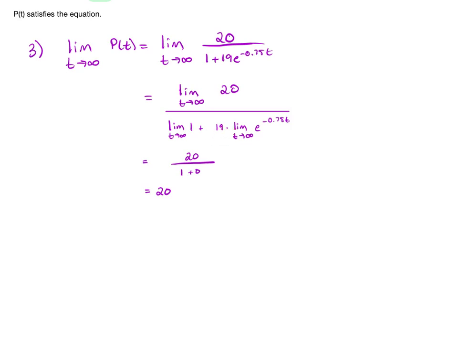So what I've done is I've applied this limit to the numerator and the denominator, and then within the denominator I applied it to the separate terms, and I also brought the constant multiple out in front right here. Now what we notice is that as t goes to infinity, e to the negative infinity is basically going to be 1 over infinity, which is going to go to 0. So remember, when you have a type 1 over infinity, you get 0. So I get 20 over 1, which is 20.